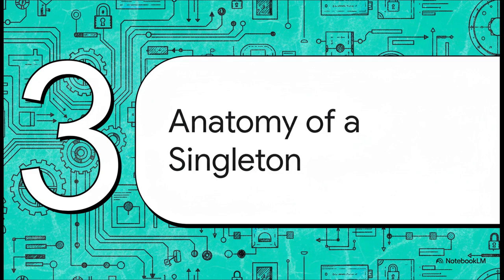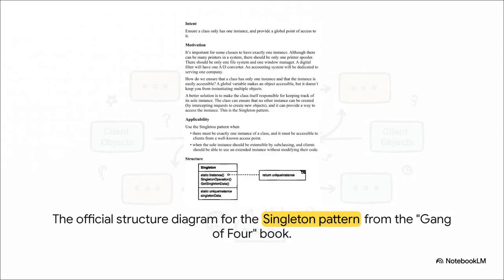Okay, so let's pop the hood and look at the blueprint. How does a class actually pull off this ultimate level of self-control? Here it is, the official diagram right from the book. Now, it looks pretty simple, but don't let that fool you. Every single piece of this diagram is playing a critical role in making sure that rule of one is enforced.